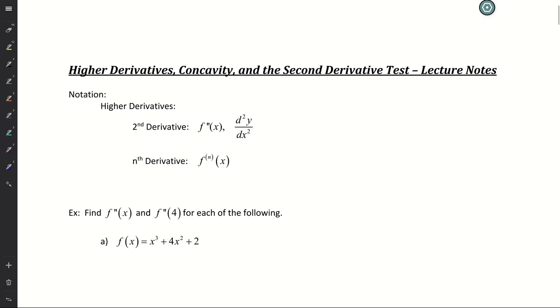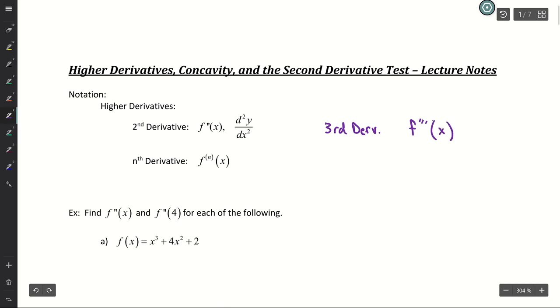You can also, let's say for the third derivative, if you want to take a third derivative, use similar notation as far as the primes. So you could say f triple prime of x. Another way to do that is you could say the third derivative of y with respect to x.